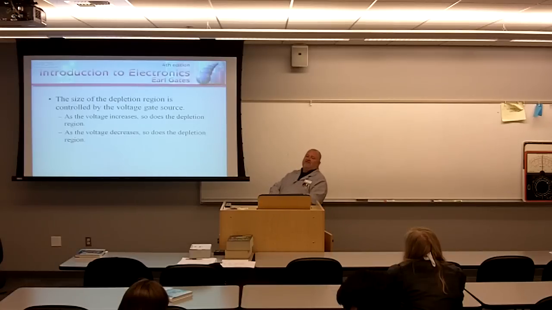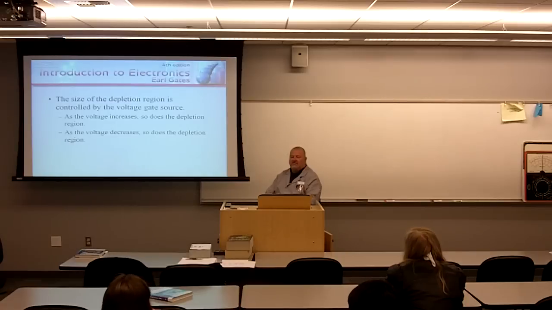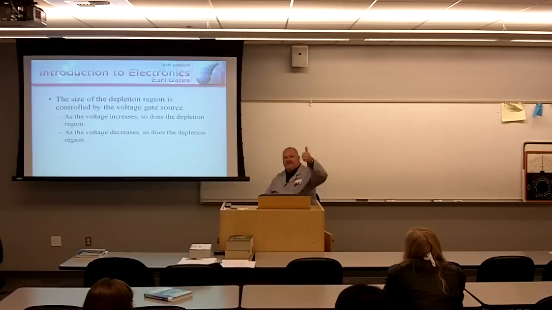The size of the depletion region. This is really what we're talking about here. The size of the depletion region is controlled by the voltage gate source. As the voltage increases, so does the depletion region. As the voltage decreases, so does the depletion region. This is critical in the operation of these because the bigger the depletion region gets, the less current is going to flow through the channel.